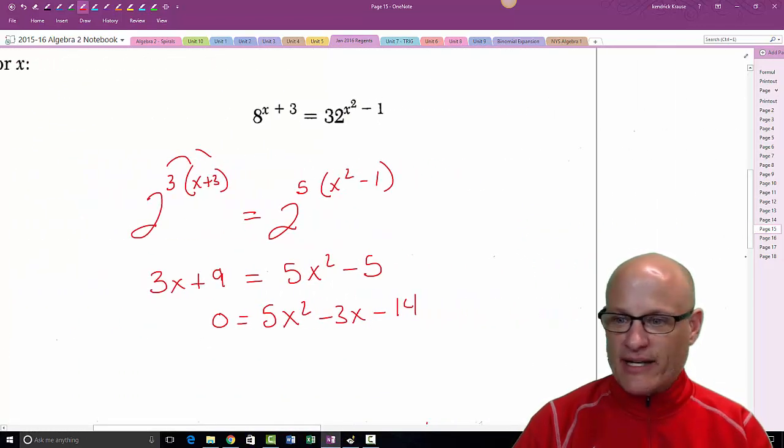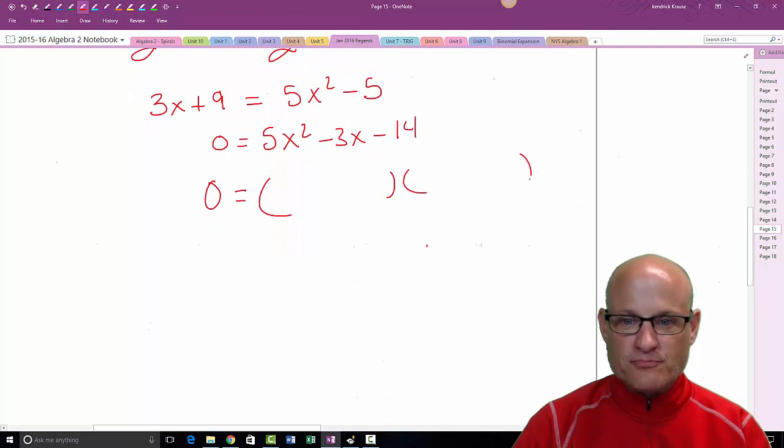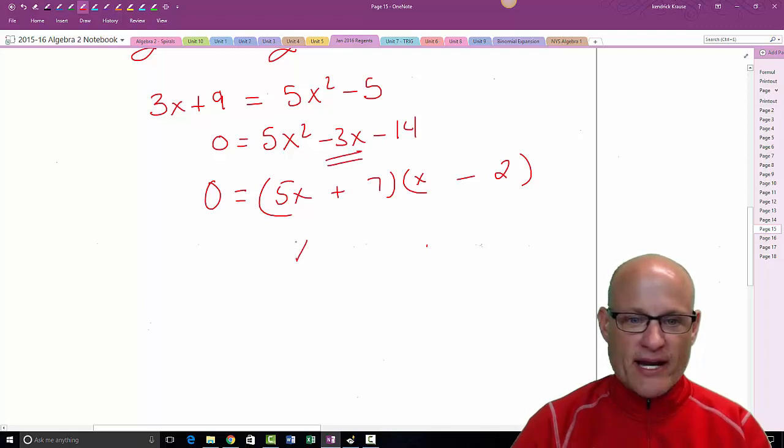Solve for x. Well, I'm going to guess these factor. This is probably factorable. Since it's only a 4-point question, it's probably factorable. I could do menu 3, 3, 1, but I'm not going to. Let's see. 7 and 2, minus and plus. That's negative 10. That's positive 7. That's negative 3. So my answers are x equals negative 7 over 5 and x equals 2.